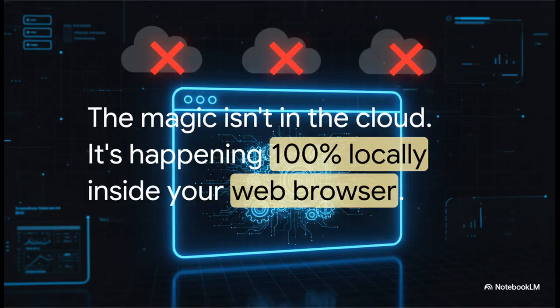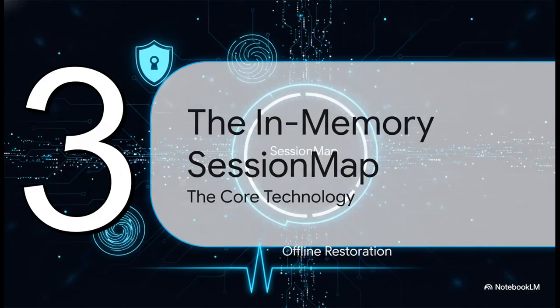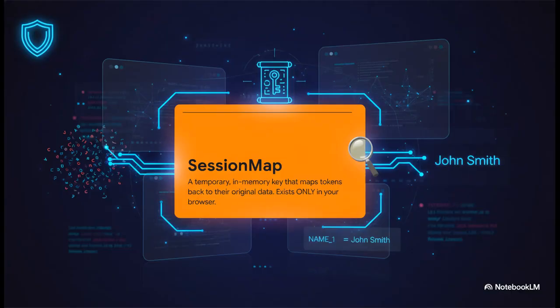Well, the secret is that this entire operation has nothing to do with a server or the cloud or some external database. The magic, if you want to call it that, is happening 100% locally, using only the resources inside your web browser. This is the core of a zero-trust architecture in action. The core technology that enables this secure offline restoration is something called the session map. You can think of this as the engine that powers the entire unmasking process without ever exposing your data to the internet.